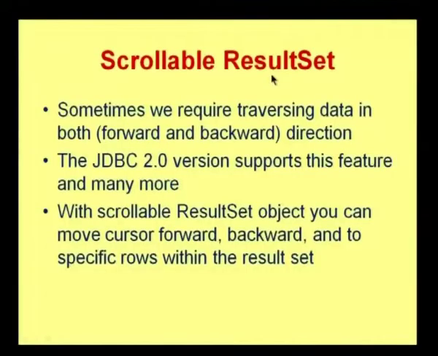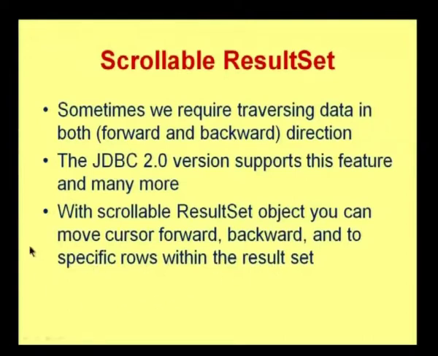But it is not necessary that you should always move in the forward direction. There are also possibilities that you can move in either direction and from any position of your result set. That is what is a scrollable result set. Sometimes we require traversing data in both forward and backward direction. Your JDBC 2.0 version supports this feature and many more. With a scrollable result set object, you can move your cursor forward, backward, and to specific rows within the result set.